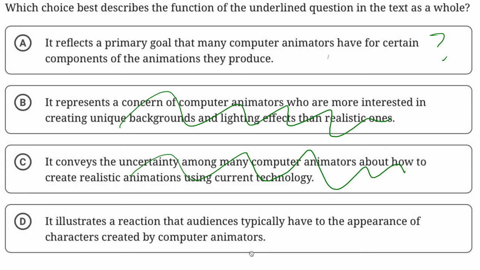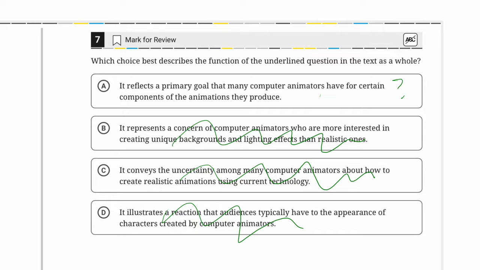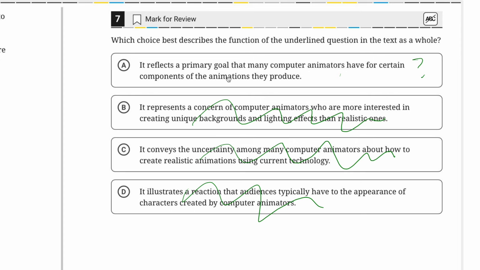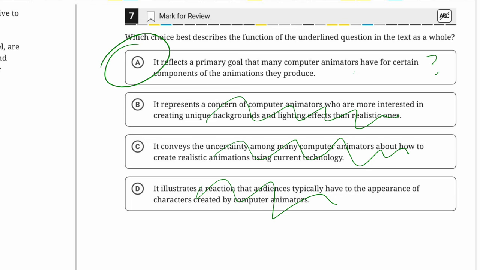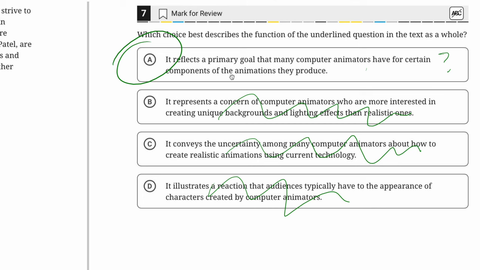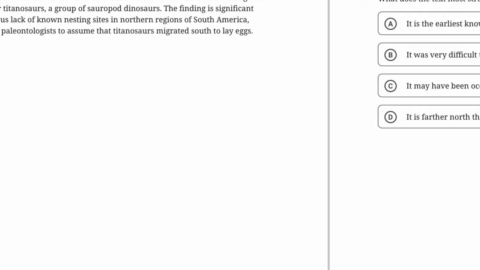Okay, so I initially thought that A was not going to be correct, but it's going to have to be correct. Many computer animators prioritize this question, so that means it is a primary goal for many animators. Yeah, many but not all. Many but not all. Okay, so it will be correct. You know, I think you have enough time to read the whole passage, so there's no need to jump the gun and just immediately try to answer it, because you need to know what the text as a whole is saying to do well on those questions.